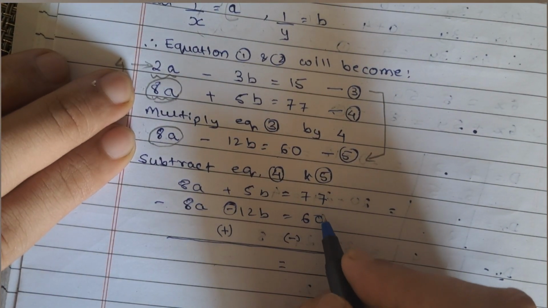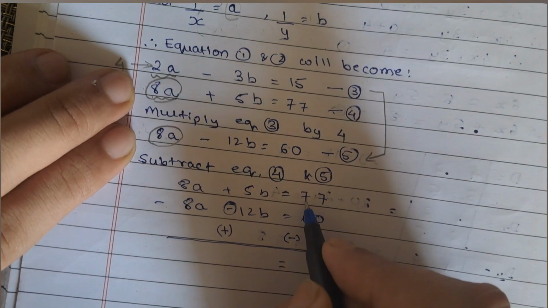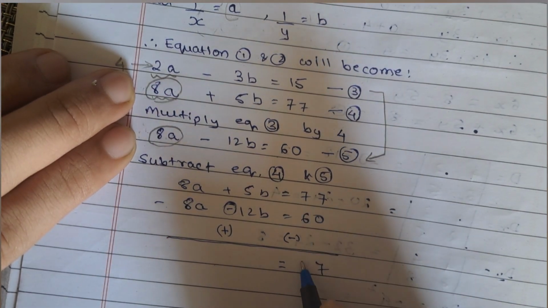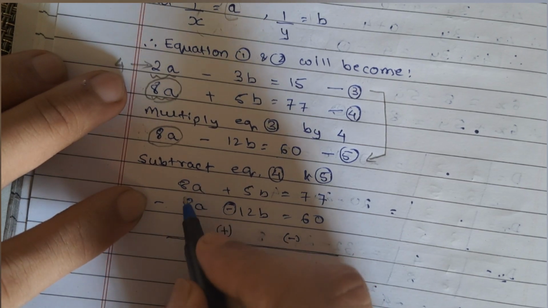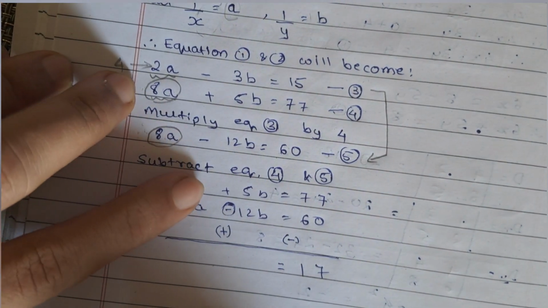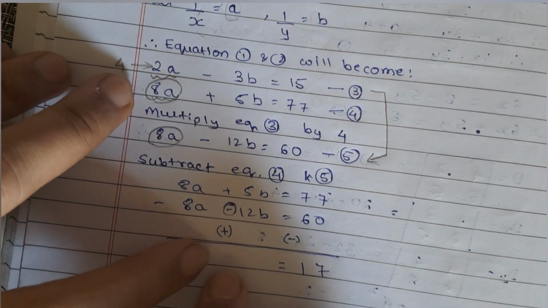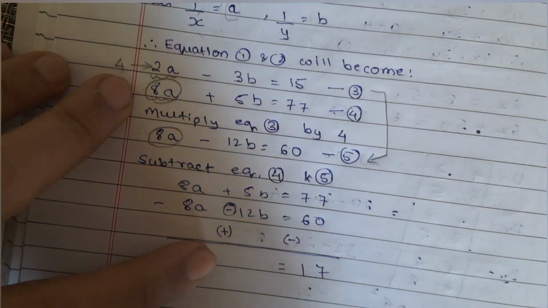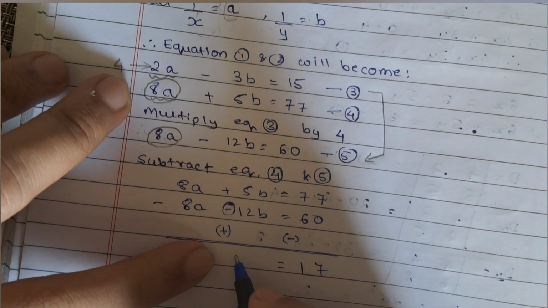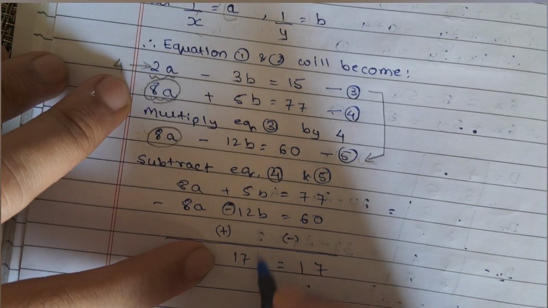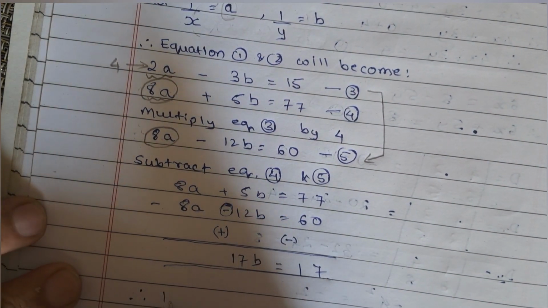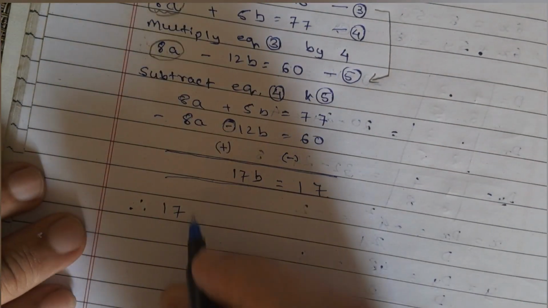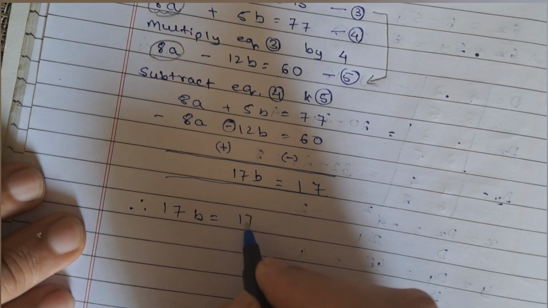We have to subtract these two, right? 7 minus 0 is 7. And 7 minus 6 is 1. Here 8a, 8a, when they get subtracted, they will get cancelled to each other. So basically I don't have to write anything over here. I just have to write something here now. Plus plus is plus. So when we add them, it will become 17, and along with the alphabet B. So ultimately what do I have? I have 17b is equals to 17.